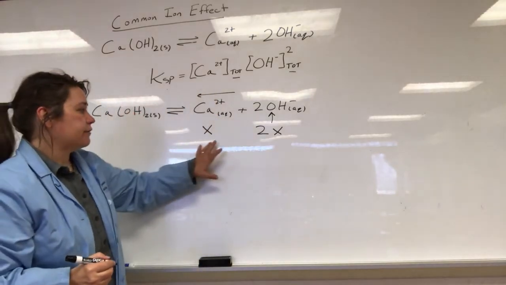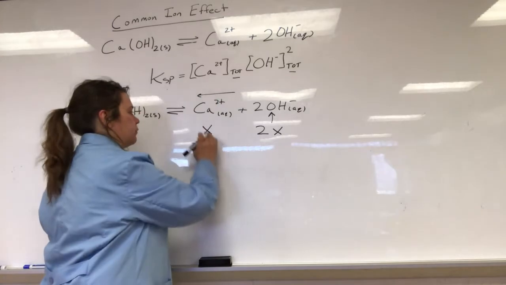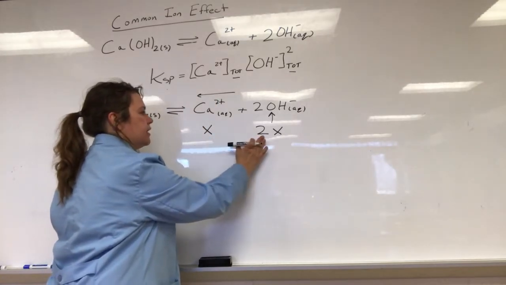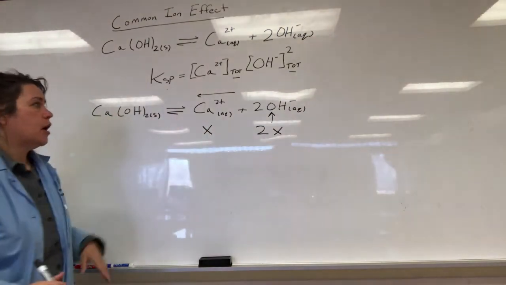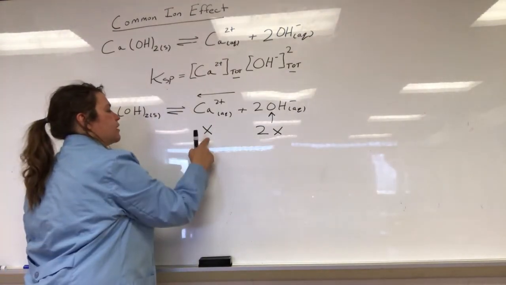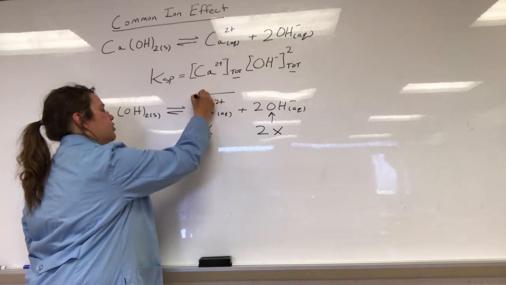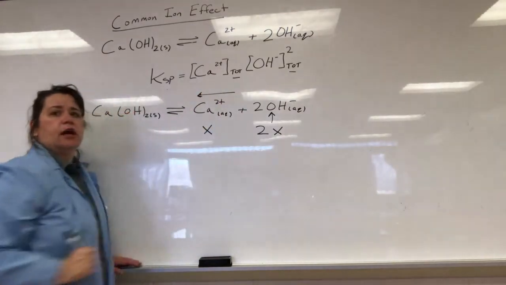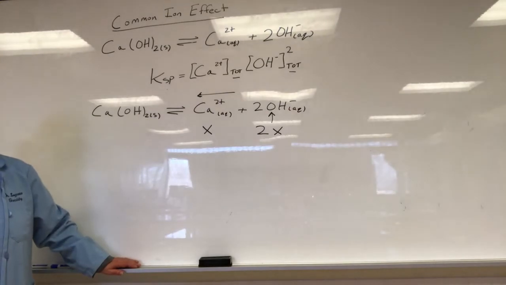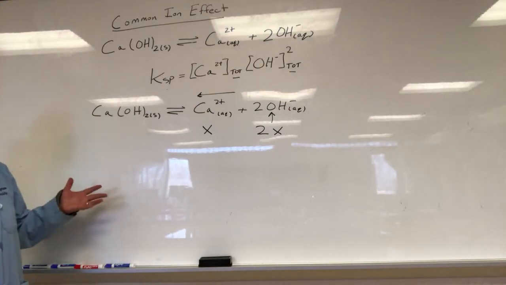So if you look at the ICE table, we'll still have to fill in some x and some 2x from the equilibrium itself, but the amount of x will diminish because the reaction is going to shift to the left and it's going to diminish the solubility of the calcium hydroxide. So that's the common ion effect.